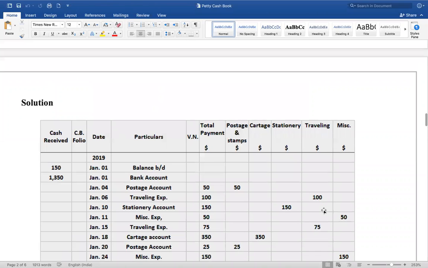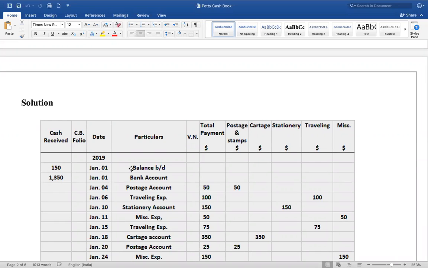Now look at this, analytical petty cash book or columnar petty cash book. I told you all the receipts are credited. Now look at this, cash received is credit, this is credit, and these are all debit. So cash received. Now on January 1st, 2019, there's a cash opening balance.